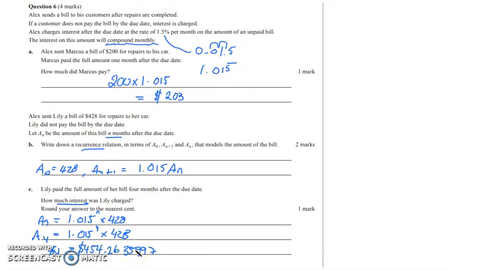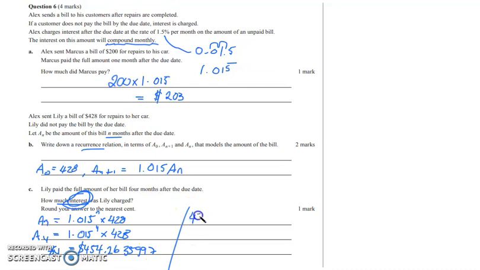But that's only halfway through the question. The question is asking how much interest. So this keyword here, interest, was Lily charged. Interest is how much more money you've paid than if you had just paid it straight up at the start. So we should have only paid 428, but we actually paid 454. That difference is interest.